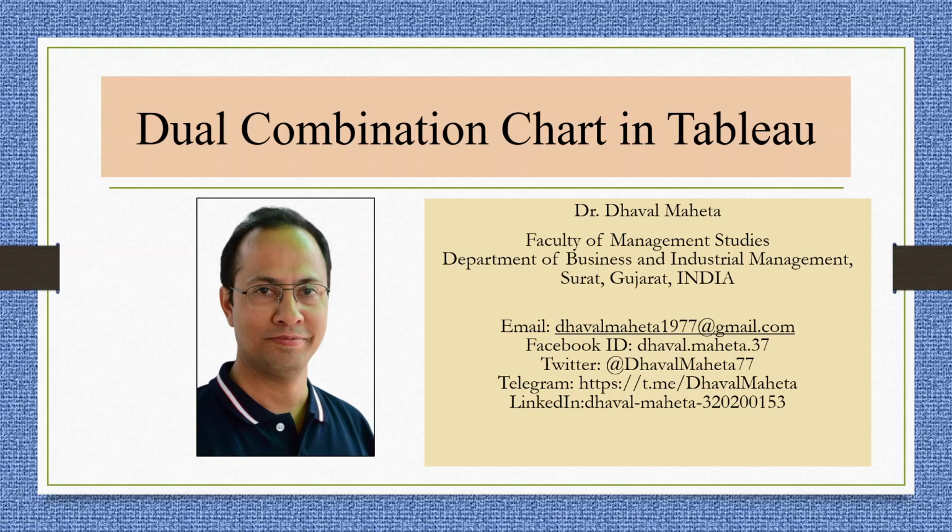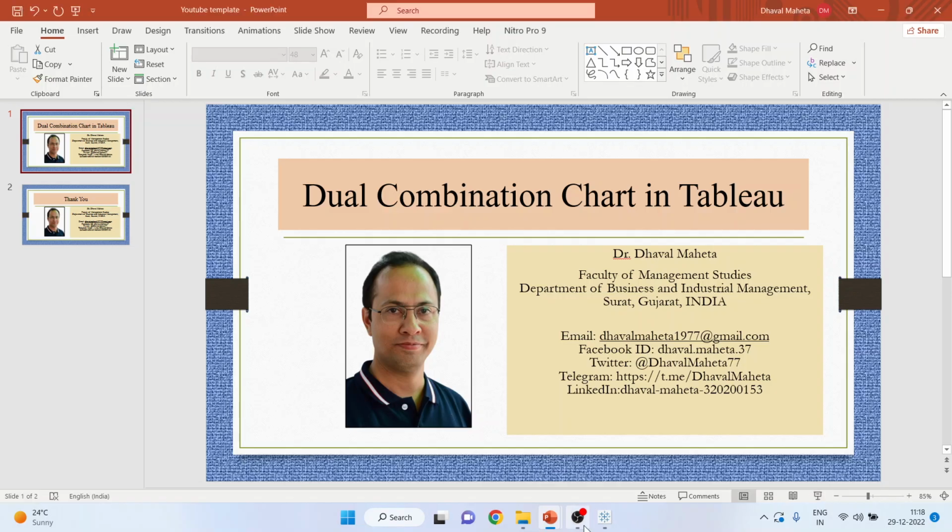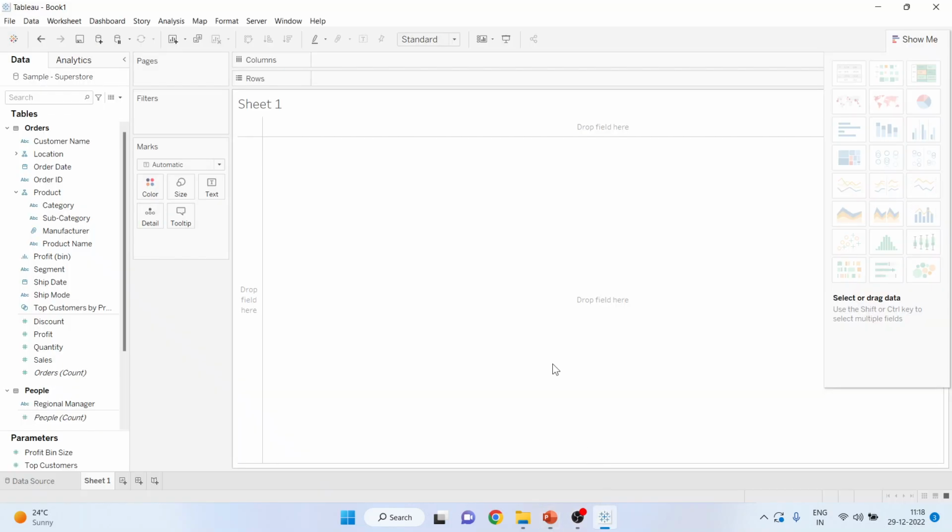And let's try to understand how to generate a dual combination chart in Tableau. For this, we will go in the environment of Tableau. In Tableau, the variables are divided into two sections. This is the section of dimension. Basically, dimensions are those variables which are categorical in nature. And this is the zone of measures. Measures are those variables which are continuous in nature.